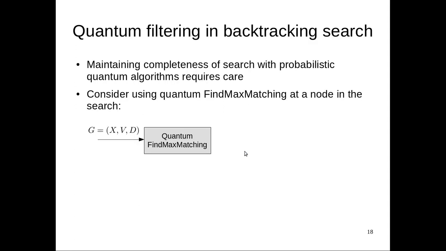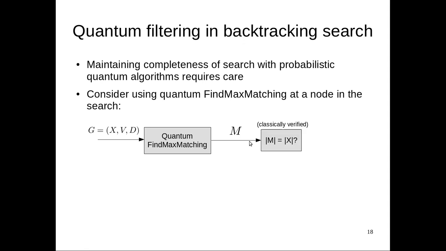The last thing I want to talk about is quantum filtering in the context of backtracking search. As I said before, Grover search is probabilistic. It has some probability of failure, even though this probability is usually quite small. If we want to maintain the completeness of our search, we do need to account for the fact that the Grover-style search may fail every now and then. So if we consider using the quantum find-max matching algorithm at a node in our search, the input to quantum find-max matching is our variable-value graph. The output is going to be a matching M.